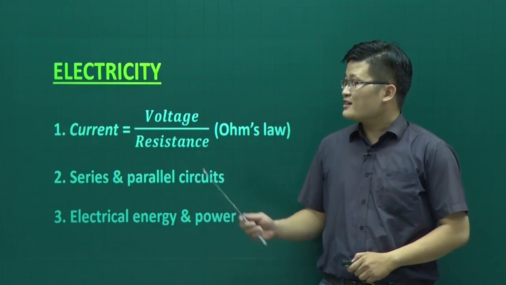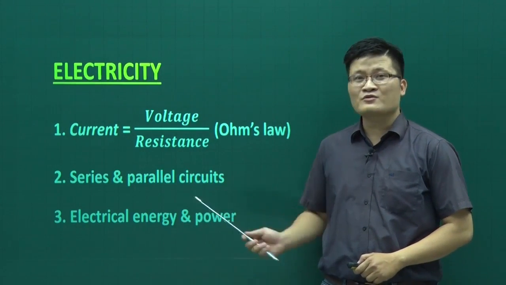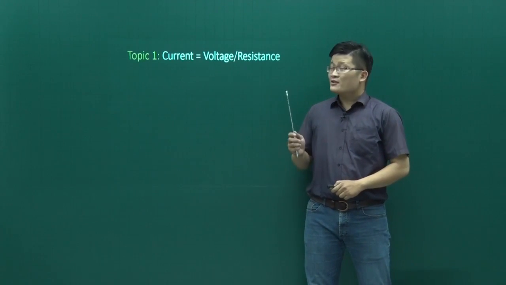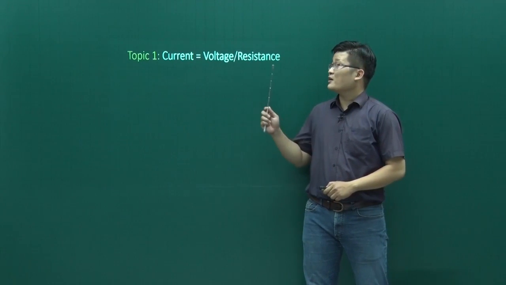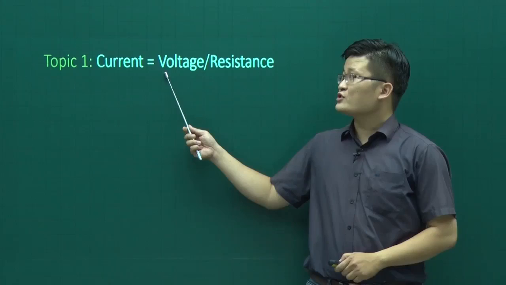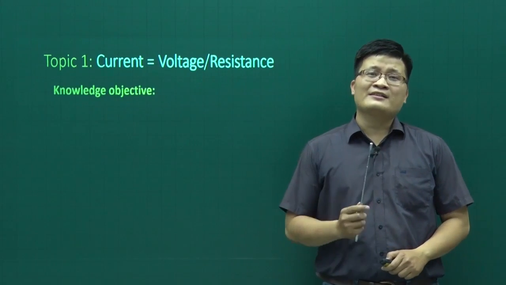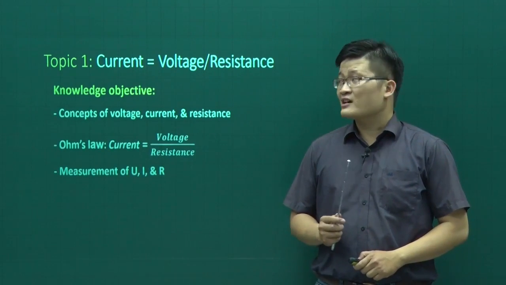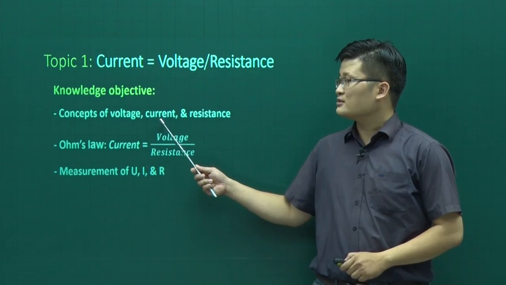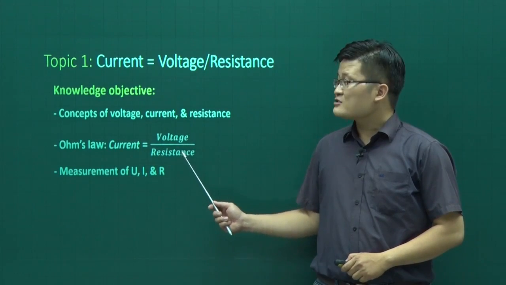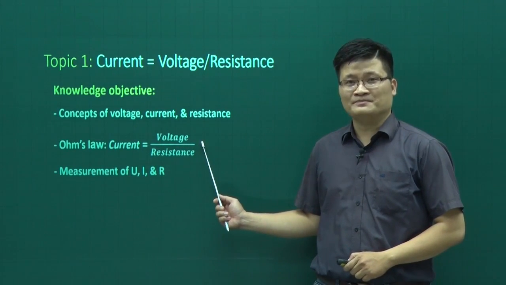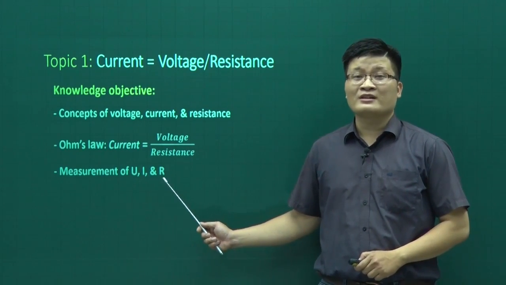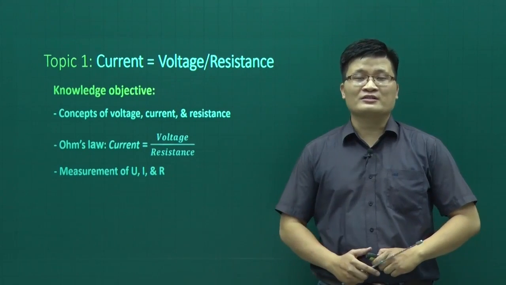And in physics, electricity involves a few concepts. Today, I'll teach you very important concepts about resistance, voltage, and current. And I expect that after the lesson, you can understand the concepts of voltage, current, and resistance, and the relationships among them. And also, I expect you understand how to measure each of the three electrical quantities.